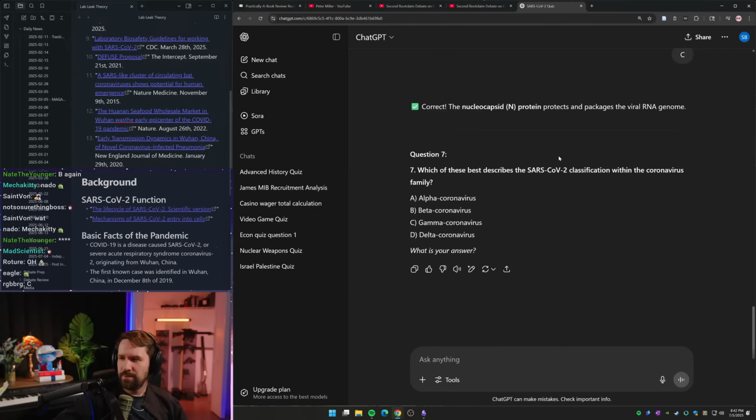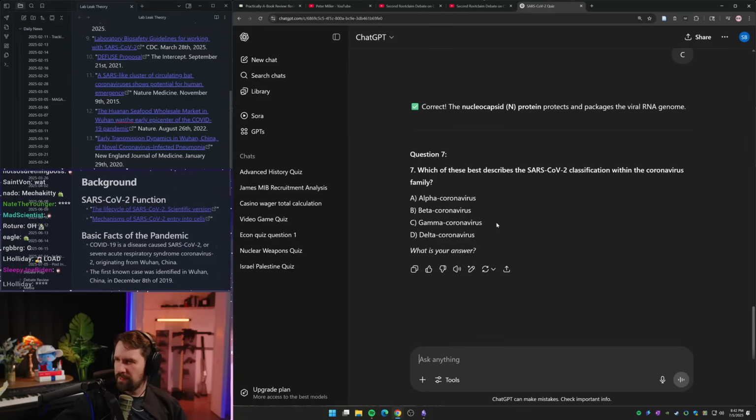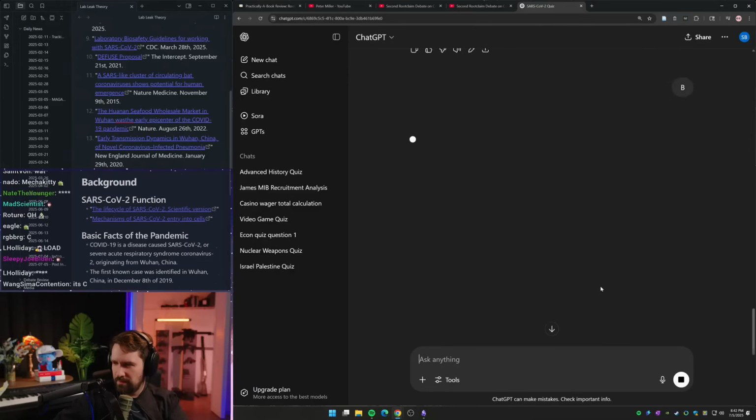Which of these best describes the SARS-CoV-2 classification within the coronavirus family? Alpha, beta, gamma, or delta? Is it a beta coronavirus? I don't remember. Who talks about this?